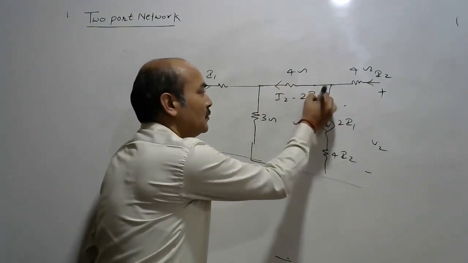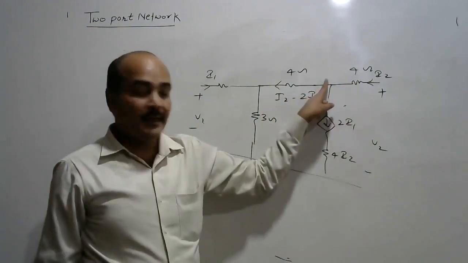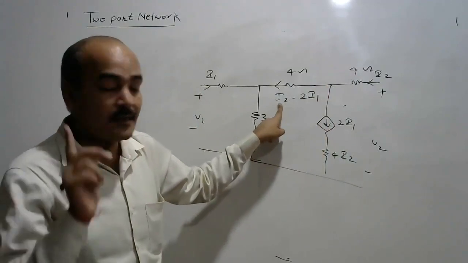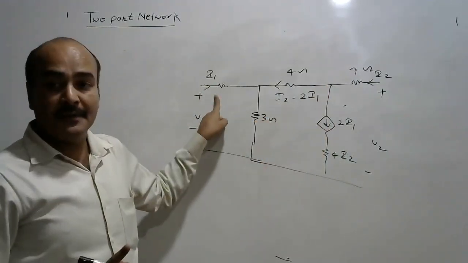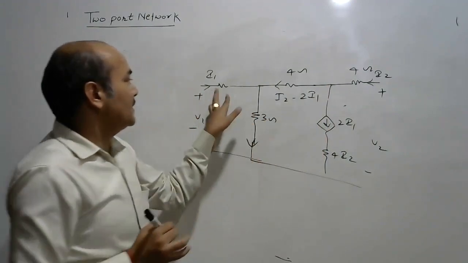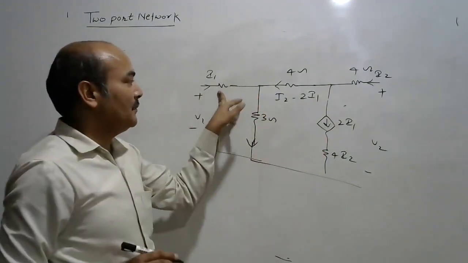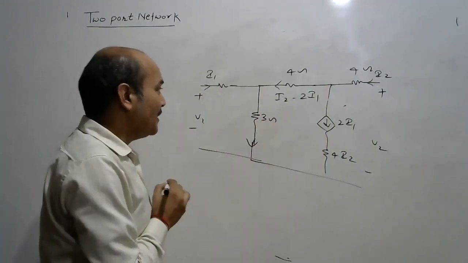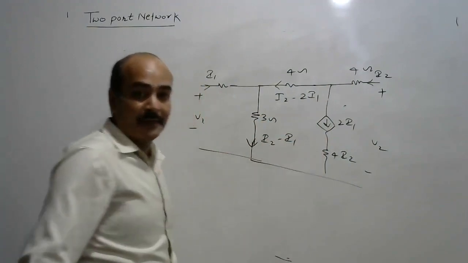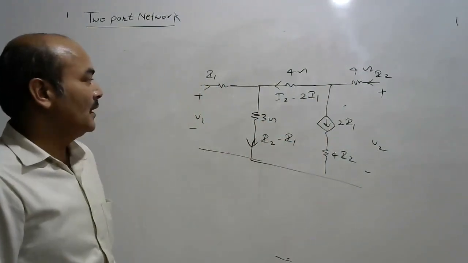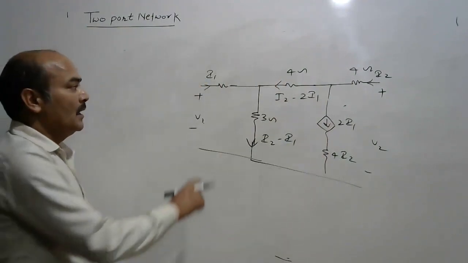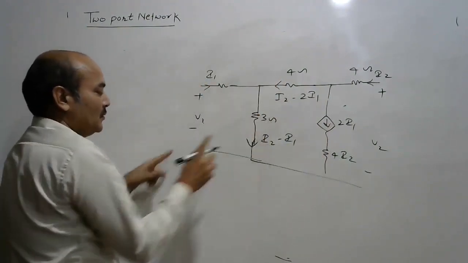I2 minus 2I1. I2 current is here, 2I1 is here. So the current in this branch is I2 minus 2I1. I1 current is added here, so the current in this branch is the summation of these two currents, I1 plus I2 minus 2I1, so the current in this branch is I2 minus I1. Okay, so now I have the current in all the branches. Now I am applying KVL in this loop.